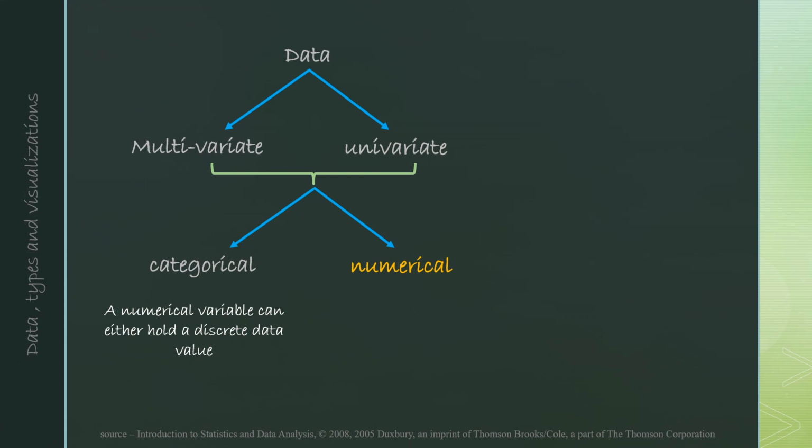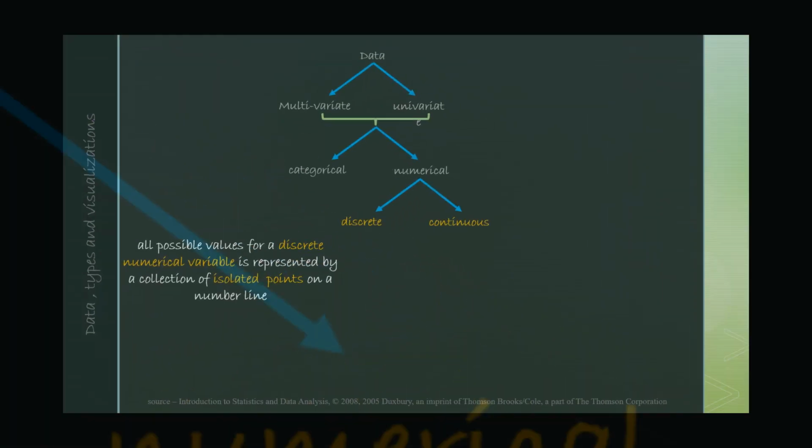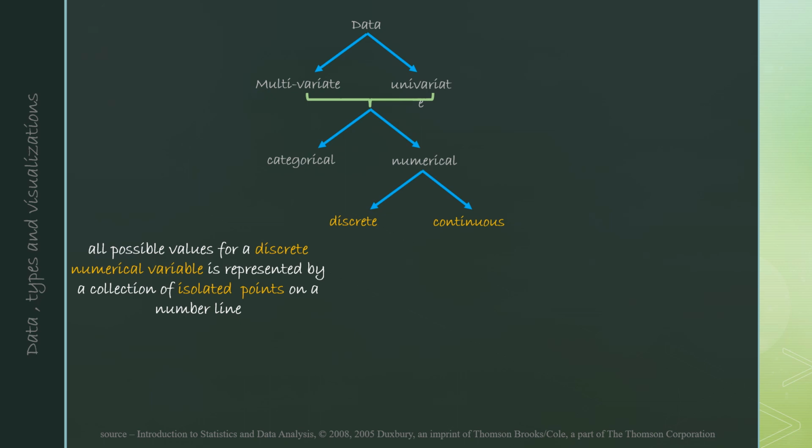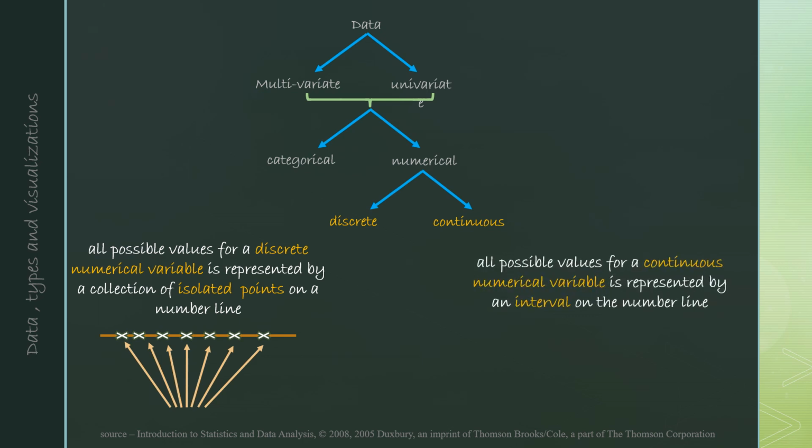A numerical variable can either hold a discrete data value or a continuous data value. All possible values for a discrete numerical variable are represented by a collection of isolated points on a number line, and all possible values for a continuous numerical variable are represented by an interval on the number line.